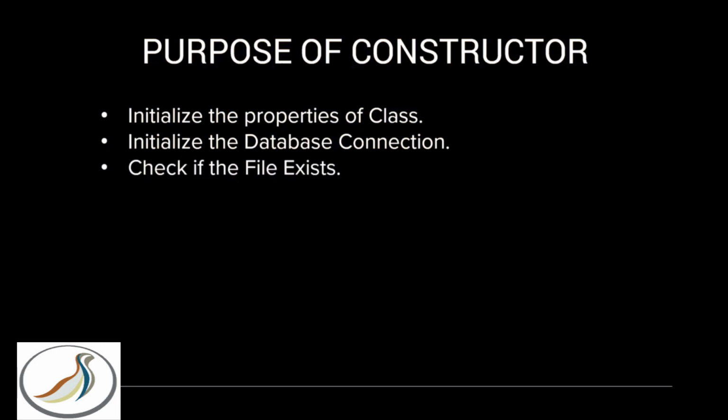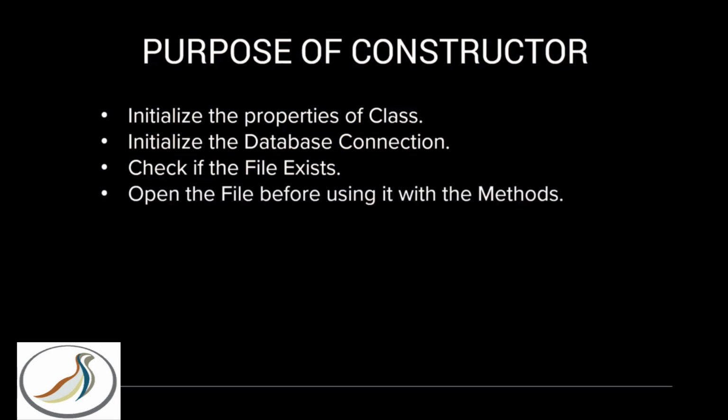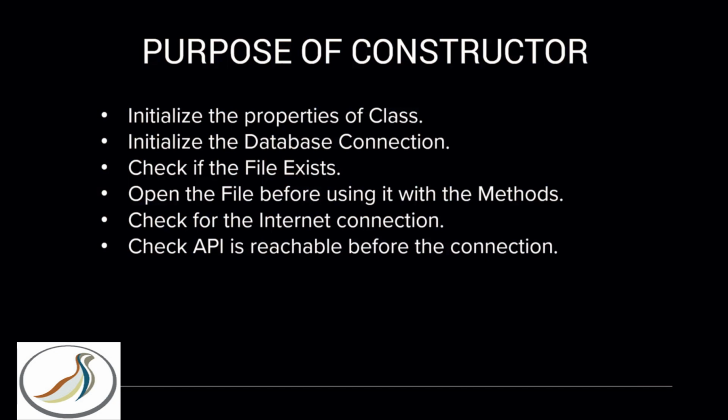Another good place is to check if the file exists. Let's say you are writing a file utility, and that file utility basically reads all the file contents and can perform some kind of search. So before you do some operations from the methods of a class, constructor is a good place to check whether the file exists or not, and then you can put indicators everywhere in the program to say the file doesn't exist. Okay, and then you can stop the user in every method by checking that variable and saying the file doesn't exist. It's also a good place for you to check whether some of the resources exist or not, then open the file before using it with the methods. Check for internet connection. That's a very good example of using constructor. Check API is reachable before the connection.